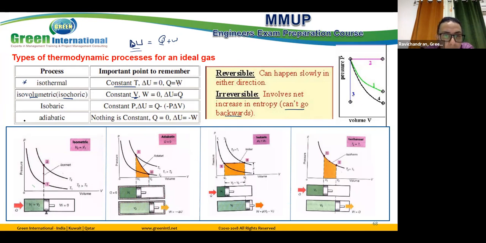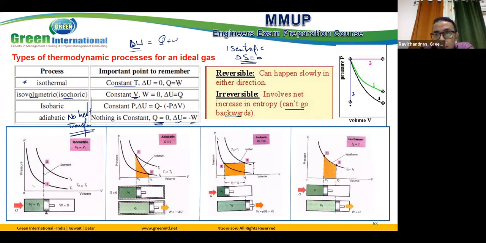Last one here, adiabatic. Adiabatic means no heat transfer. You can say it here, no heat transfer. So for no heat transfer, Q equals 0, so the change of internal energy is equal to work. This one is adiabatic. And isentropic, we already discussed on the last slide, which means delta S is equal to constant.